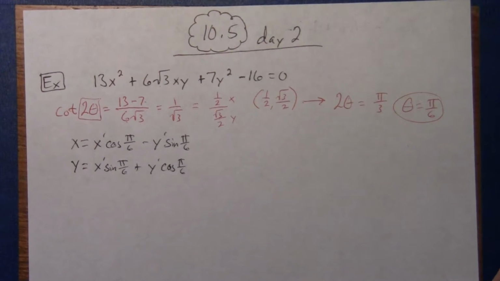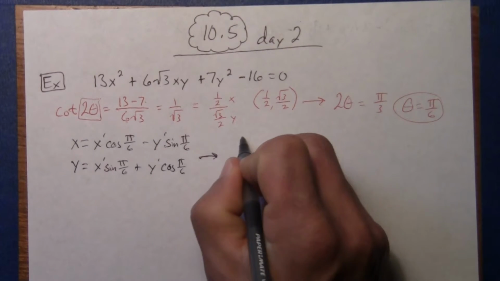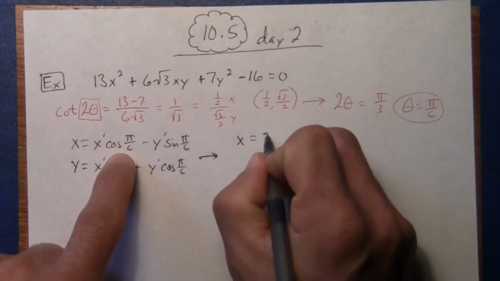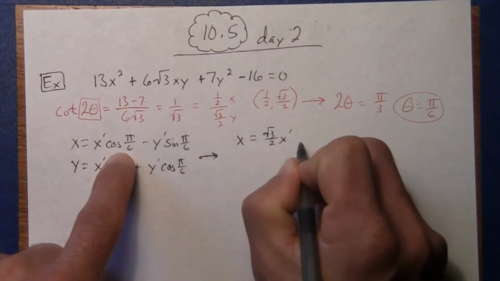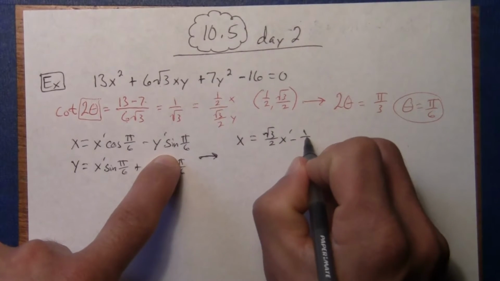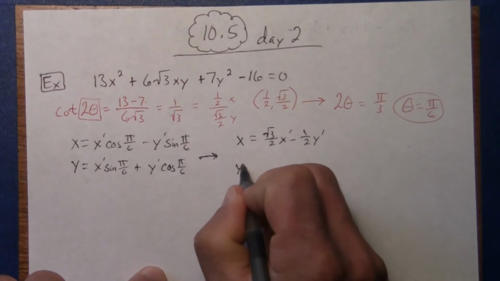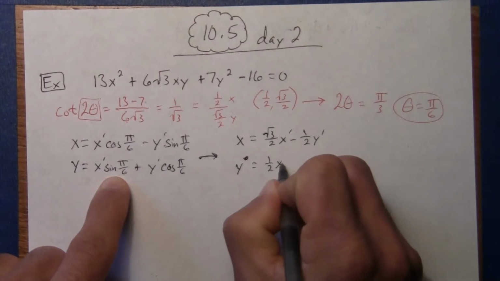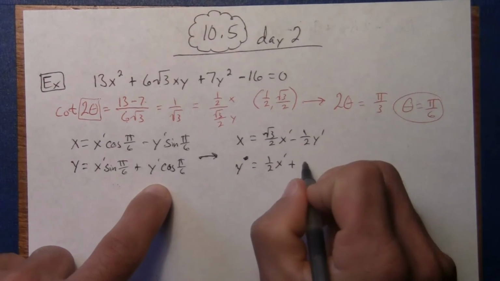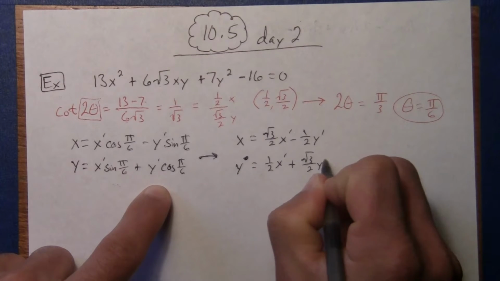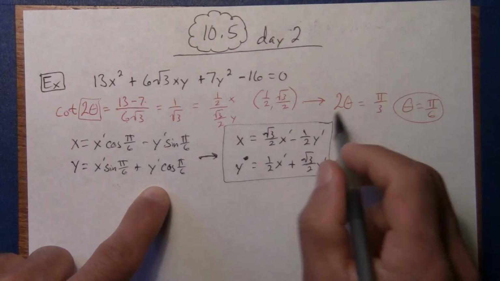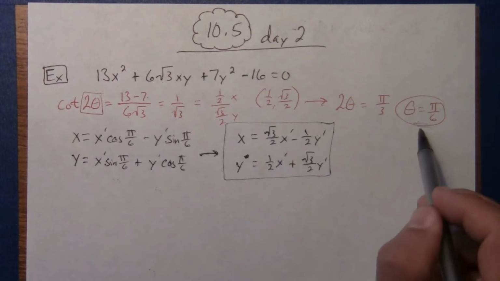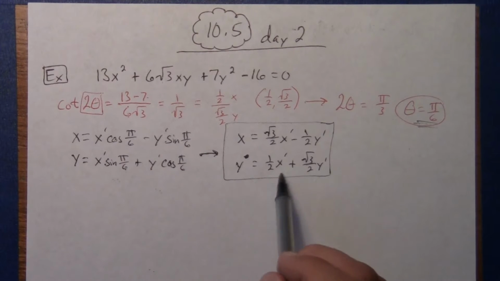And then if I go ahead and actually figure this out, I am going to end up with x is equal to cosine of pi over 6, or 30 degrees, that's the square root of 3 over 2, x prime, minus the sine is 1/2, y prime. And then my y substitution is, y is equal to sine, which would be 1/2, x prime, plus cosine now is square root of 3 over 2, y prime. And so there are the substitutions that I need to have. Alright, so I've got my angle of rotation, 30 degrees. I've gotten my substitutions completely simplified.